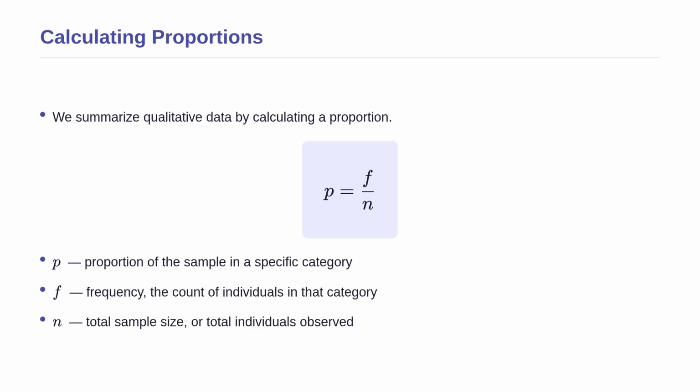If the frequency F increases while the total sample N stays the same, the proportion P will increase, meaning that category is becoming more dominant.